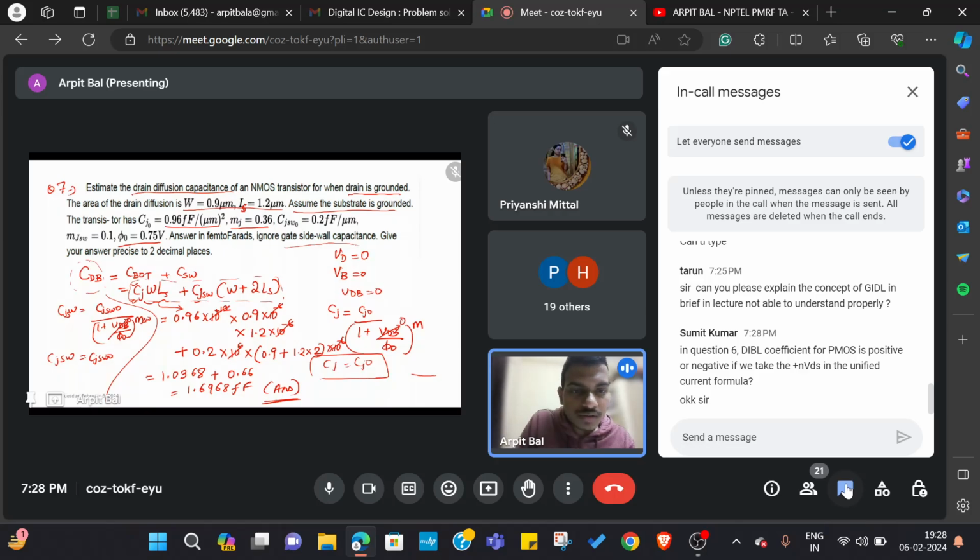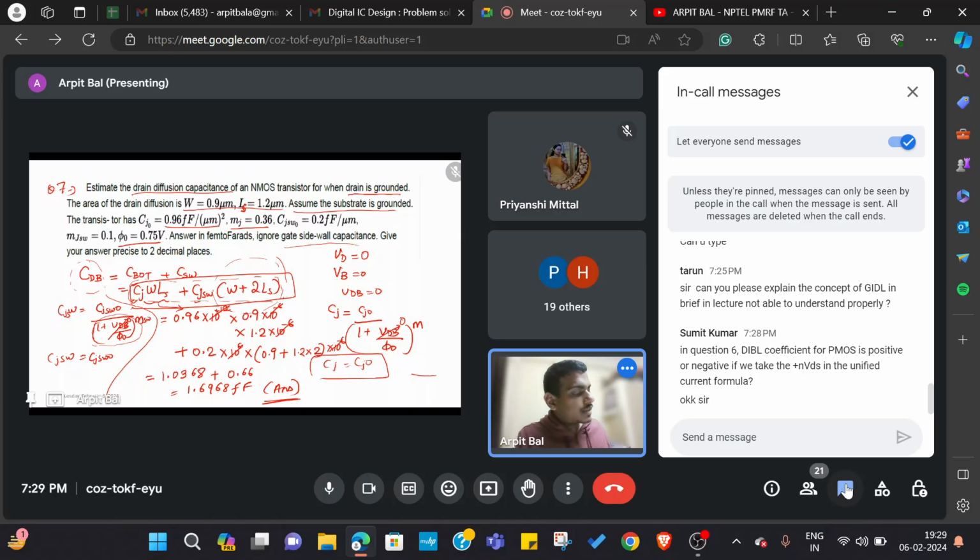Both body and drain are grounded, so VDB is equal to 0. And when VDB is equal to 0, you can directly take CJ naught as your CJ, and you can also take CJSW naught as your CJSW, because here this term vanishes as VDB is 0. We also saw how this particular formula was derived and how this perimeter was W plus 2LS. It was demonstrated in the diagrammatic part at the end.